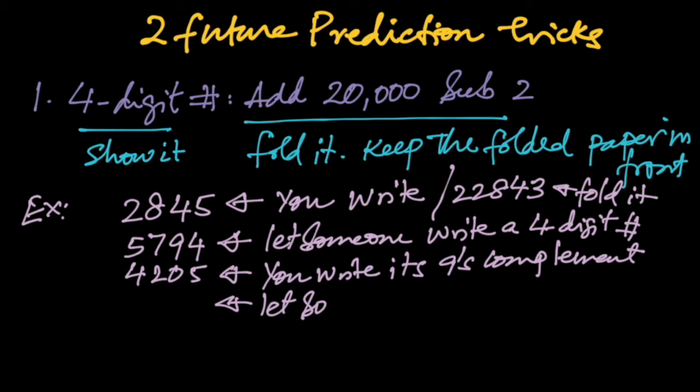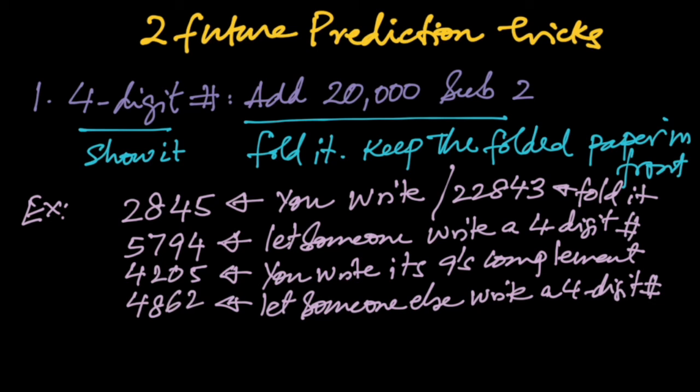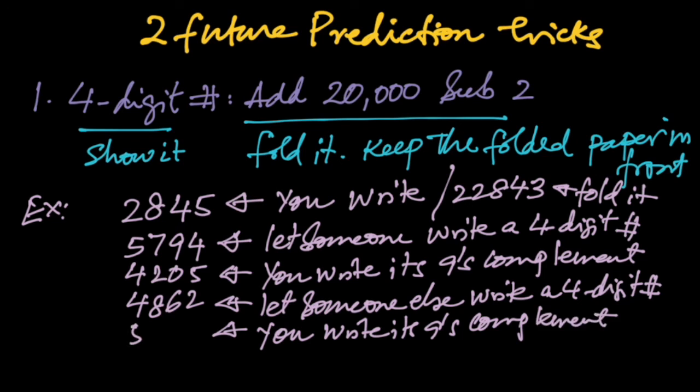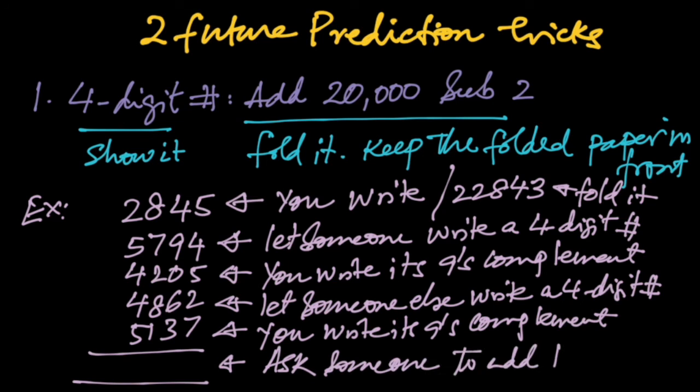Then we ask someone else to write one more 4-digit number. Suppose the person writes 4862. Then again we write its 9's complement under it. Then we ask someone else to add all these numbers together and we get 22843. At this point of time we unfold the paper and show what we have written. It is exactly same.